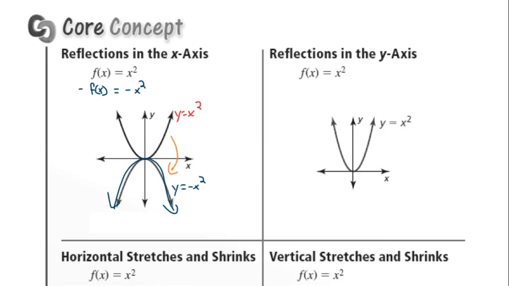Reflection in the y-axis is actually an internal thing, because to reflect across the y you have to go left and right. So if I do f of negative x inside the parentheses, it would be negative x squared. Now this is kind of a poor example, because if I take this point and reflect it, it goes over there. If I take that point and reflect it, it goes over there. So it's the exact same graph. y equals x squared is actually the same graph as y equals negative x squared.